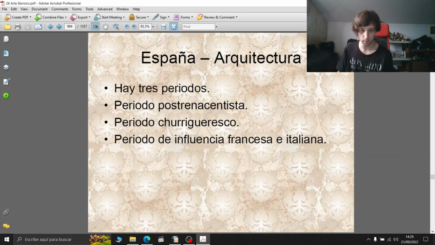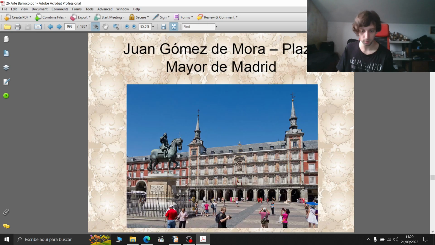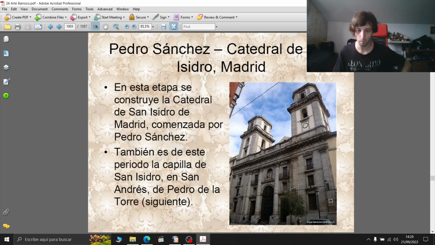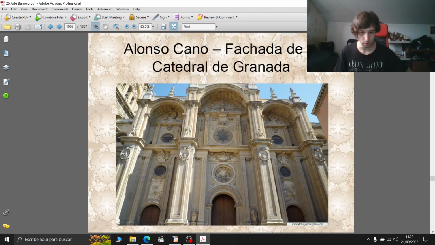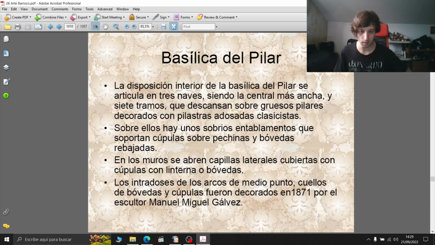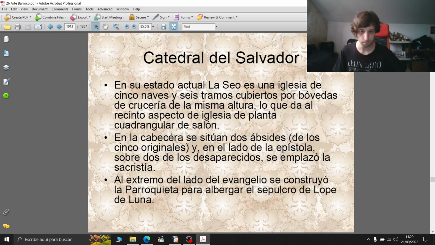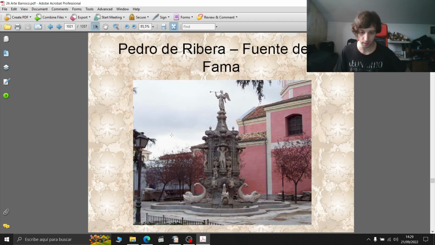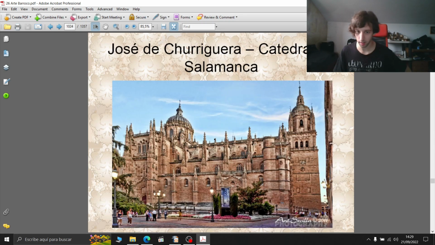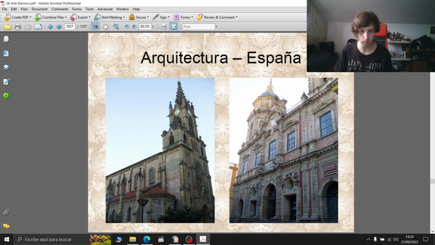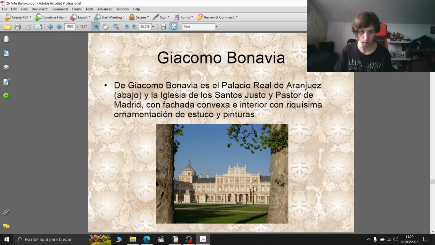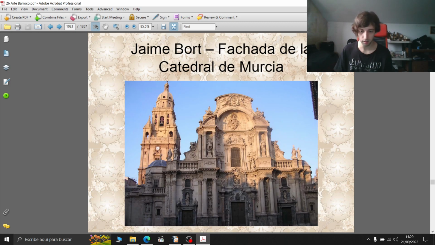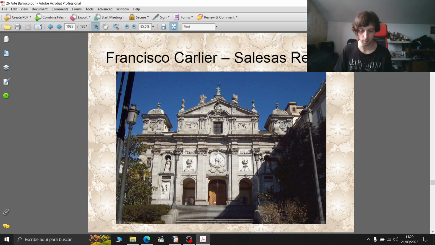Okay, so first, architecture. Alonso Cano, Basílica del Pilar, El Salvador, Pedro de Rivera, José de Churriguera, Narciso Tomé, more examples, Teodoro Ardemans, Giacomo Bonavia, Facade of Murcia Cathedral, and Salesas Reales.